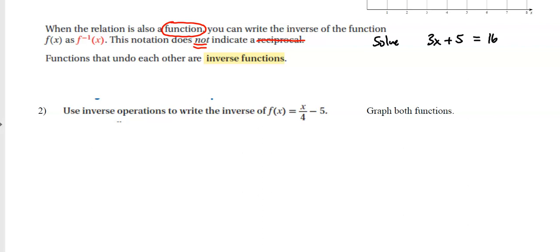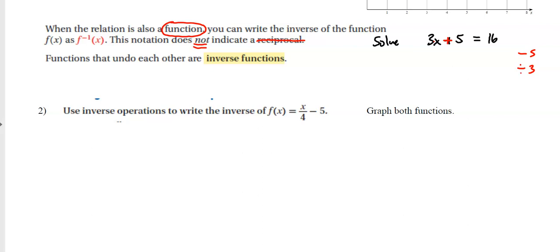What you want to do is you're trying to undo all of this stuff here. So when I look at it, I have a times and a plus. So to undo that, I'm going to be subtracting from both sides, and then I'm going to be dividing from both sides. All right, that's kind of our algebra moves. We've been doing the inverse all along to try to solve that. So it says use inverse operations to write the inverse of x divided by 4 minus 5.